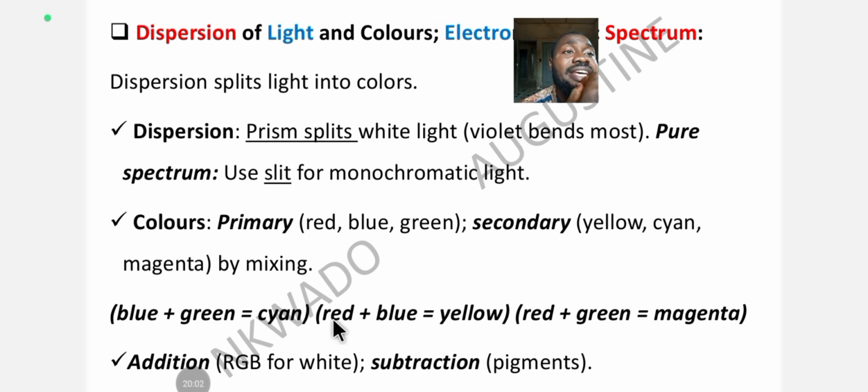A tertiary color is a color obtained from mixing two or more primary and secondary colors. A secondary color is when you mix two primary colors. But for a tertiary color, you will have to mix a secondary and a primary together to get a tertiary color. So, addition.